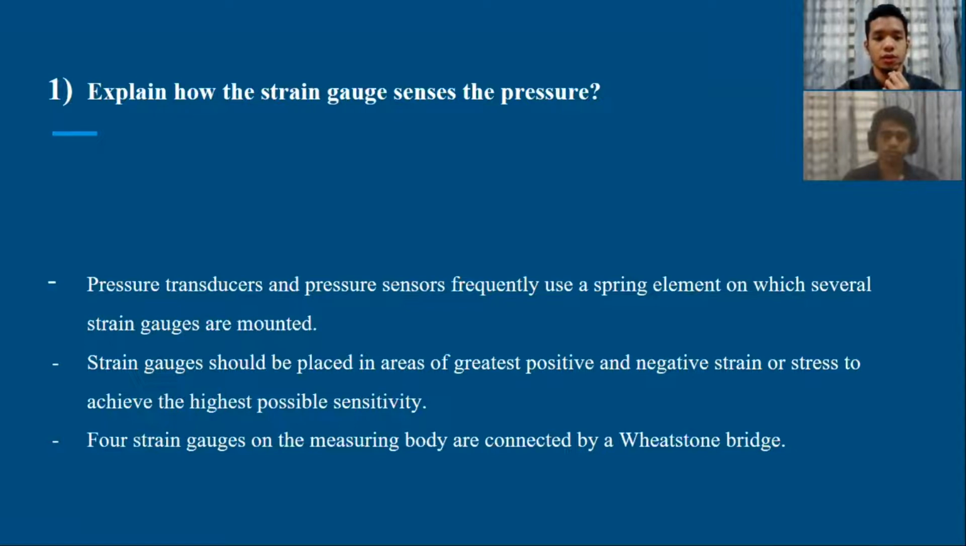Strain gauges should be placed in areas of greatest positive and negative strain or stress to achieve the highest possible sensitivity, because the exact strain gradient and strain distribution in the measuring body are established during the pressure transducer design stage. The shape, location, and length of the measuring grid can be optimized.